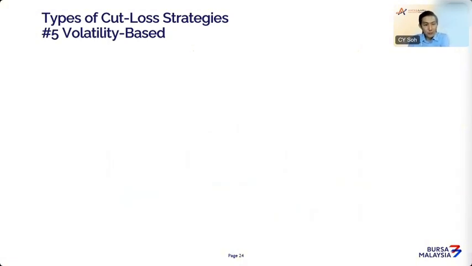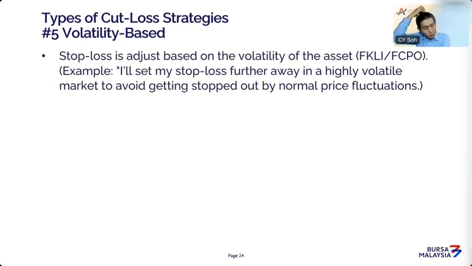Now, the fifth approach, volatility based. A lot of speakers shared on volatility based, so here I would want to cover this as well so that you understand how it actually works. This is based on the volatility of whatever product that you trade. If you trade FKLI, your volatility base follows the FKLI volatility. If you're trading FCPO, it will be following FCPO volatility. So for example, in a highly volatile market, you will be setting a larger stop loss. In a low volatile market, you will be setting a narrow stop loss.